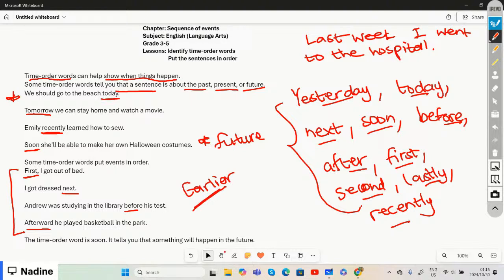Yes, yesterday. Well done. Because that word yesterday tells me it is in the past. So even if you were to write a sentence saying something about tomorrow, then it means that that is going to happen in the future. So well done. So these are all time order words. And these time order words show us when things happen. So well done.